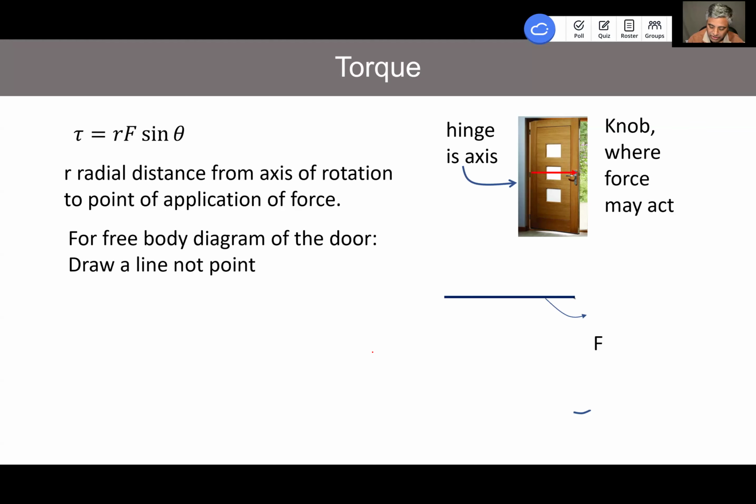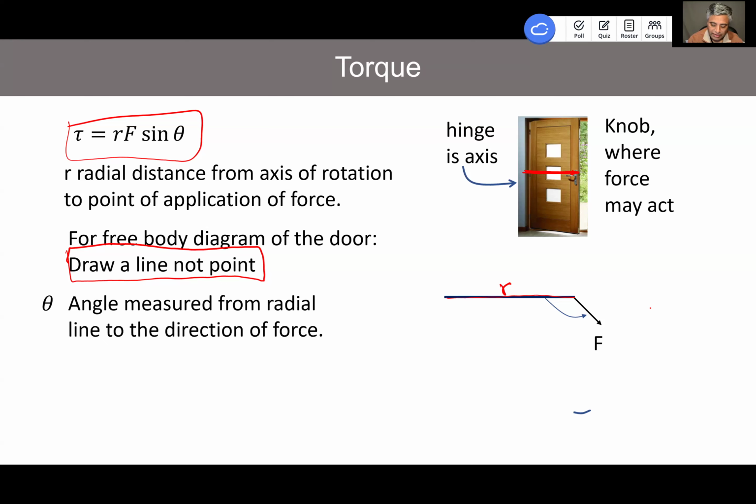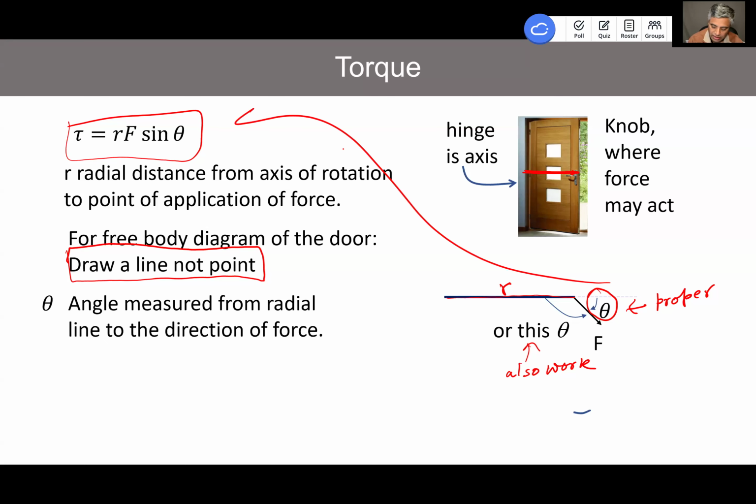Just like I emphasized over there, I'm emphasizing the same thing in this slide here. So when you are using this formula, the angle has to be either this one. And by the way, there is this R. See here, this is the R for this door. So that is the R I am drawing. Now, to draw a free body diagram, you are drawing a line, not a point. That's the difference we need to use, because distance matters. So we cannot just replace the object by a dot. And the angle is measured from the radial line to the direction of force. So either this one, which is the formal or proper angle as goes in the definition, but this one also works.